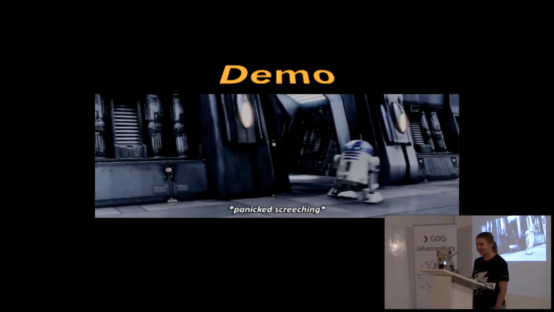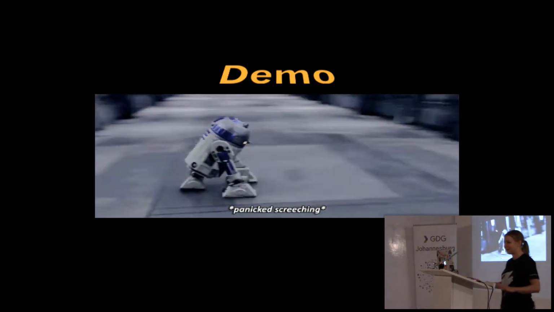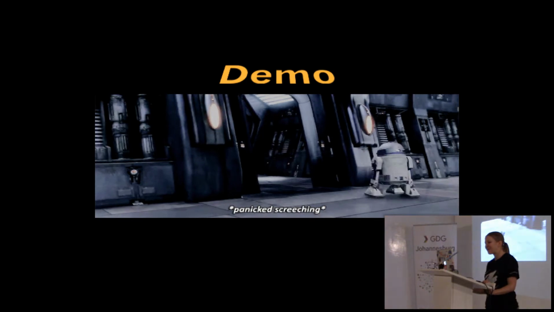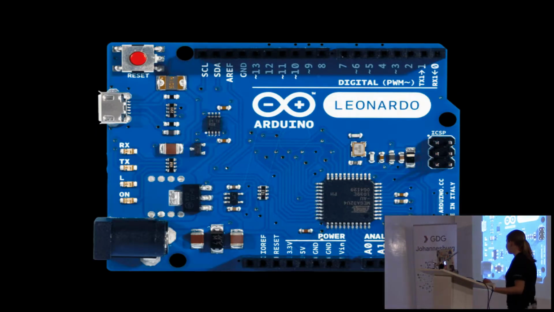So let's go for the demo. Hopefully the demo will not end up like that. But before we get to the actual demo, I want to talk about what we're going to be using. So we're going to be using an Arduino Leonardo board. The reason we're using a Leonardo board and not just any Arduino board is because there's only a certain set of Arduino boards that actually allow full control of the USB port, and Leonardo is one of them. The Arduino Uno doesn't, for example.